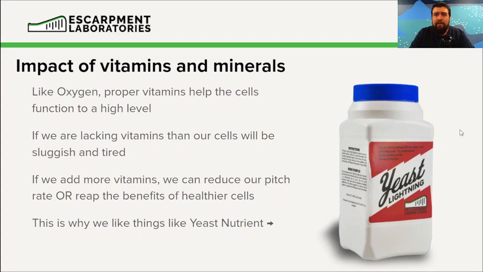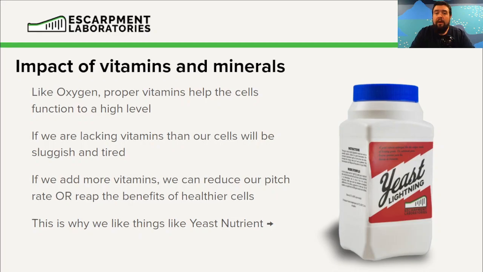We find this stuff very useful for a handful of clients, especially if they're making worts that don't have a high nutrient content to them already. Vitamins will help you increase the cell health of your culture, or they can allow you to use less cells. It's your call. I would recommend giving you healthier cells.